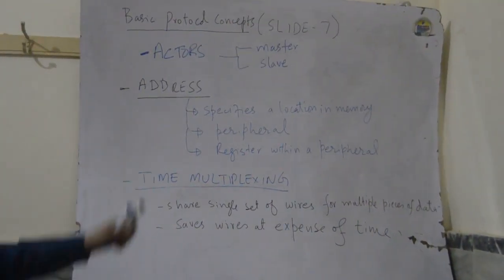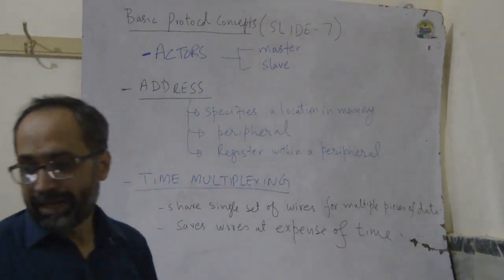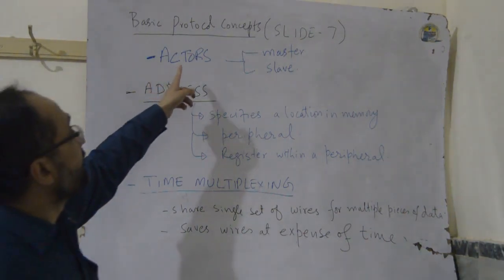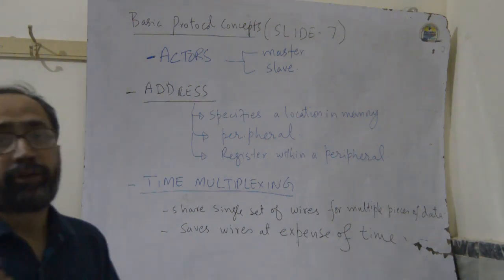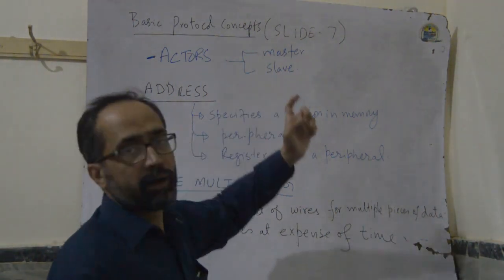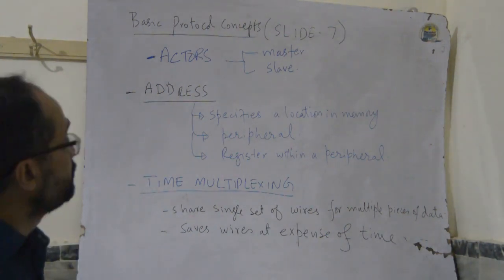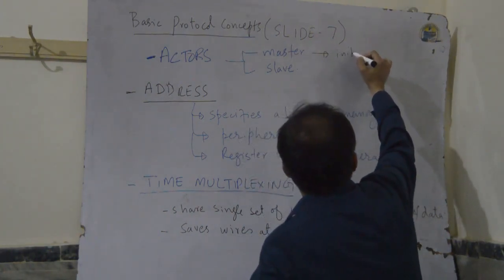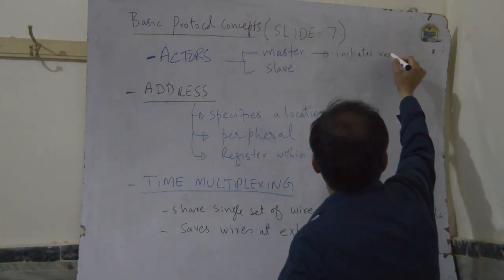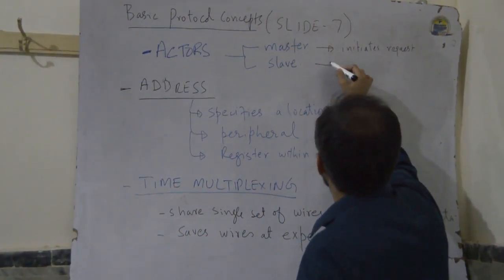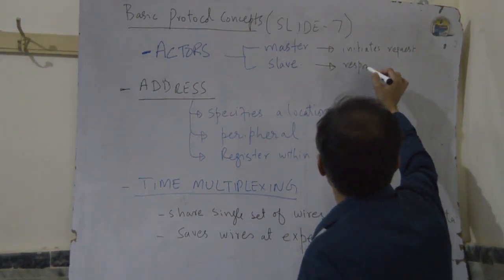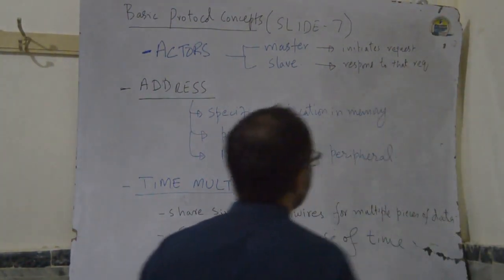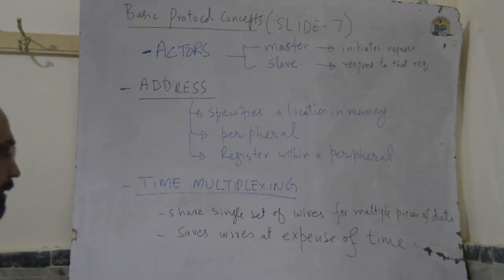Now we will study the basic protocol concept highlighted in slide 7 of our presentation. So we will define actors. There are two roles of actor, a master role or a slave role. Master will initiate the request, and slave responds to that request. I will explain this with an example.